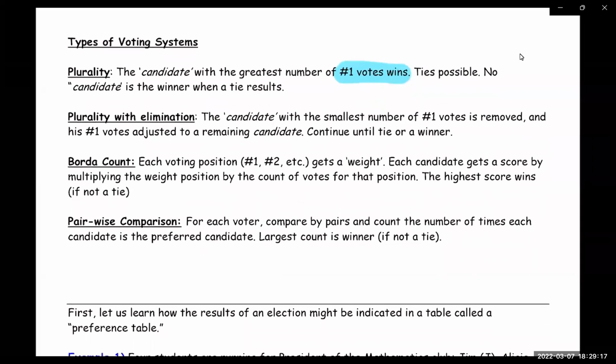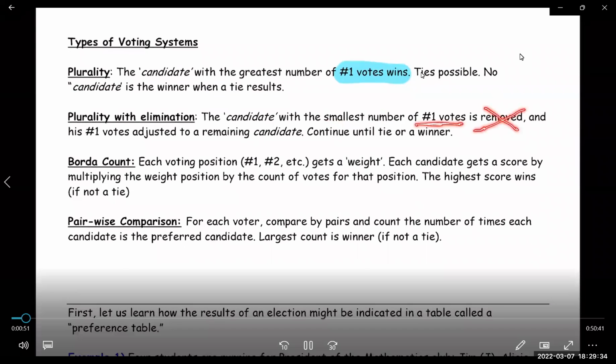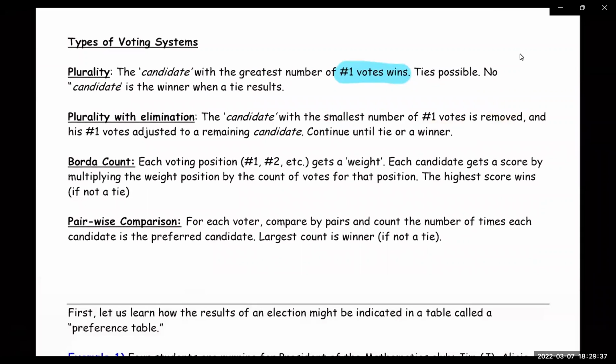All right, let's look at what plurality with elimination is. The candidate with the smallest number of number 1 votes is removed. So it's basically the same thing as plurality, but the one with the least number of number 1 votes gets removed, and then their votes get adjusted to the remaining candidates. I'm sorry, their votes get removed, and then everybody's vote number gets adjusted. You'll see, we're going to do examples. And then you just continue until you get a tie or until you get a winner.